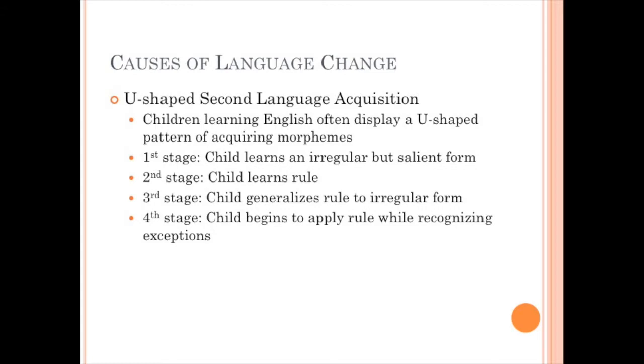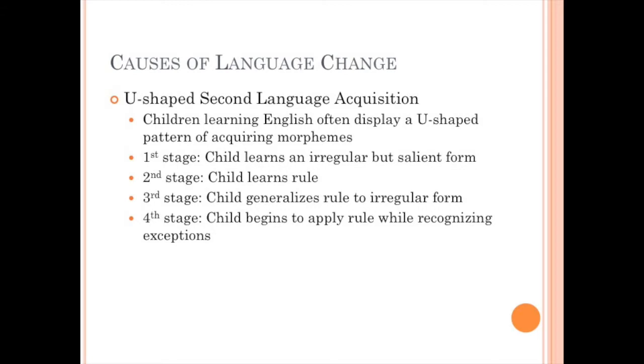Children learning their first language, or learning English as their first language, display a U-shaped pattern of acquiring morphemes, and this pattern points to the difficulty of learning exceptions. In the first stage, the child learns an irregular but salient form. In the second stage, the child learns the rule. In the third stage, the child generalizes the rule to the irregular form. And in the fourth stage, the child begins to apply the rule while recognizing exceptions.